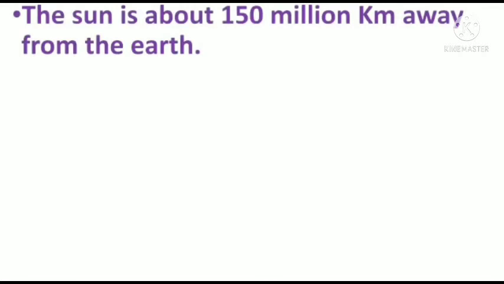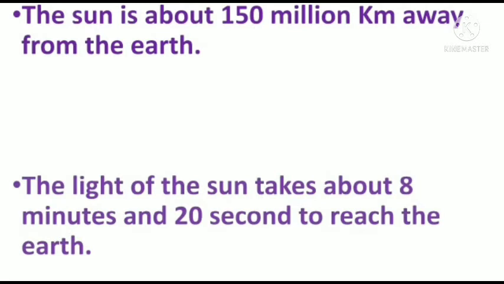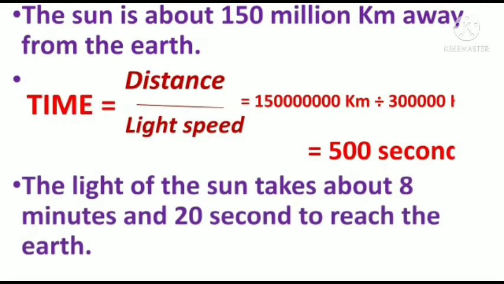The Sun is about 150 million kilometers away from the Earth, okay. You know the Earth is situated in the third place. The light of the Sun takes about 8 minutes and 20 seconds to reach the Earth. So we have one formula to get the time: time is equal to distance upon light speed, okay, and light speed you already know from the last video, 3 lakh kilometers per second. So it means that it takes 8 minutes and 20 seconds to reach the Earth, as the distance is about 150 million kilometers.